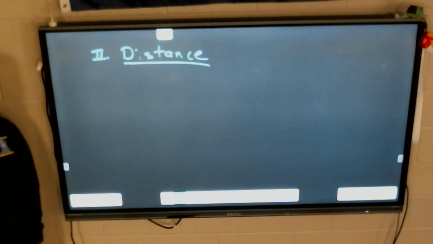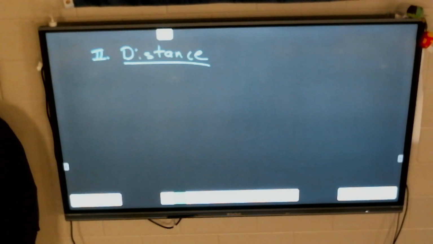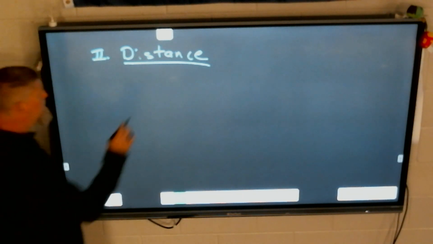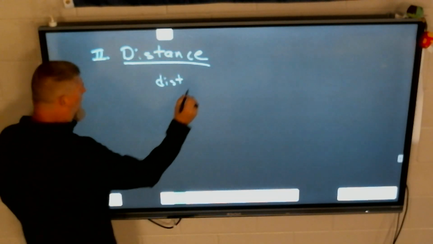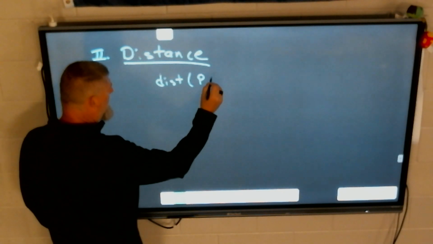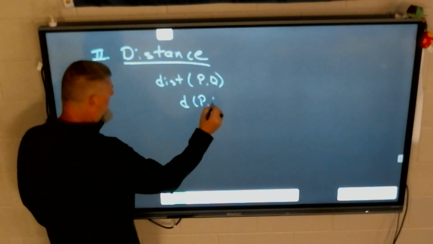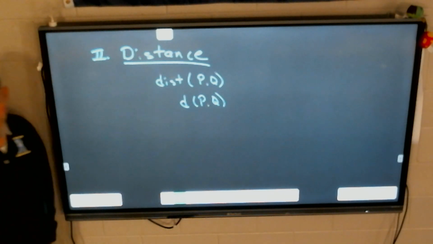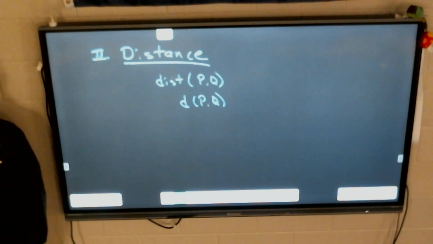Okay, now we're not talking about distance on a coordinate graph. We're just talking about the distance between 2 points. Okay. So it'll be notated either dist or it'll just be d. One of those two. And we're just looking between 2 points. P and Q just stands for two real numbers.